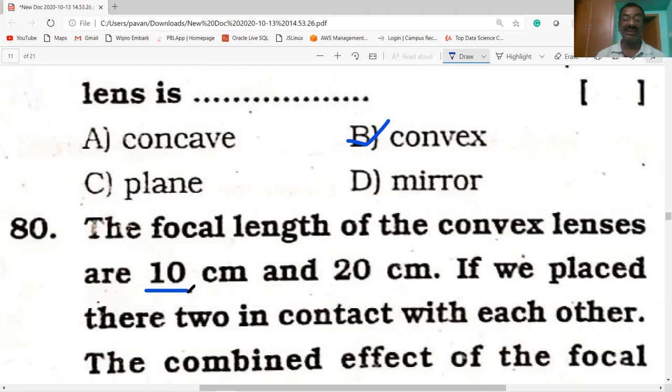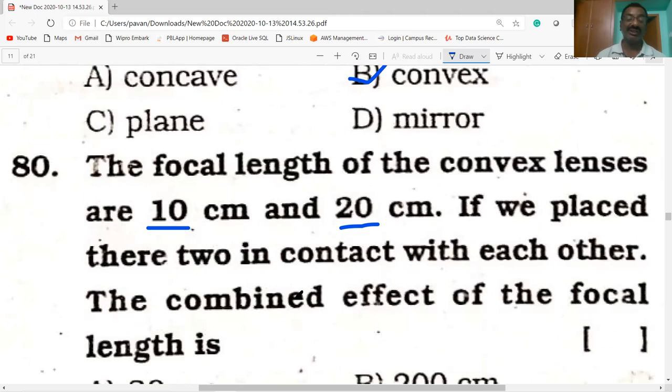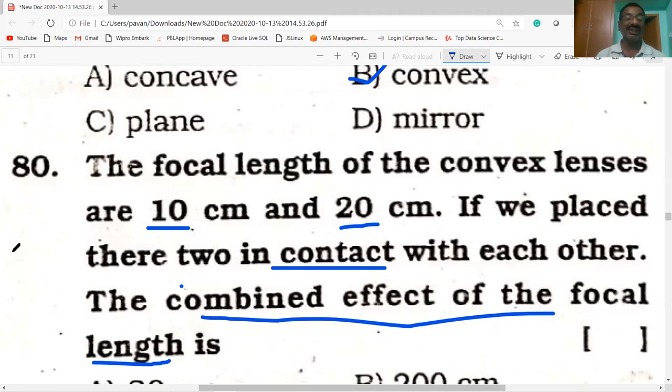Next question: the focal length of two convex lenses, one is 10 centimeters and another is 20 centimeters. If we place the two in contact with each other, then the combined effect of the focal length is? Here there are two convex lenses placed in contact. The focal length of the first lens f1 is 10 centimeters, and the focal length of the second one f2 is 20 centimeters.